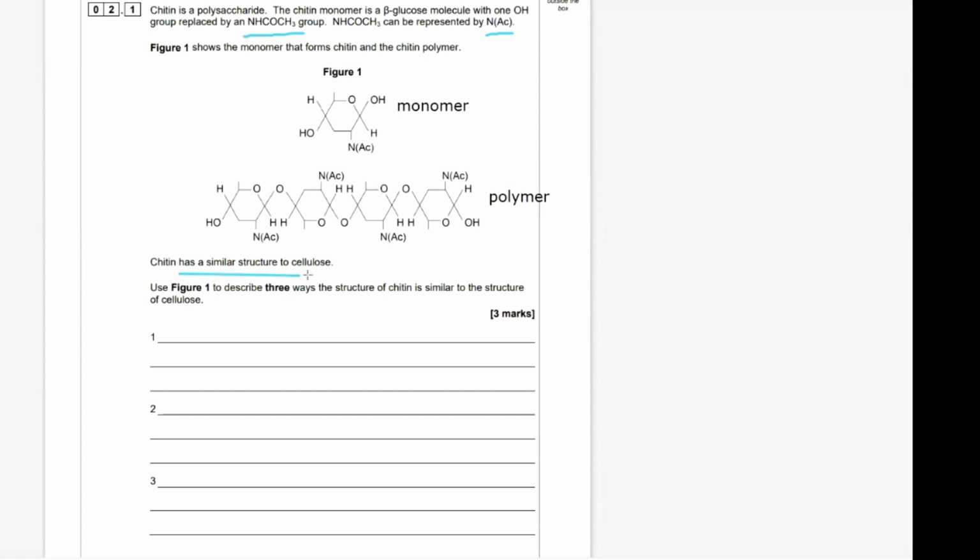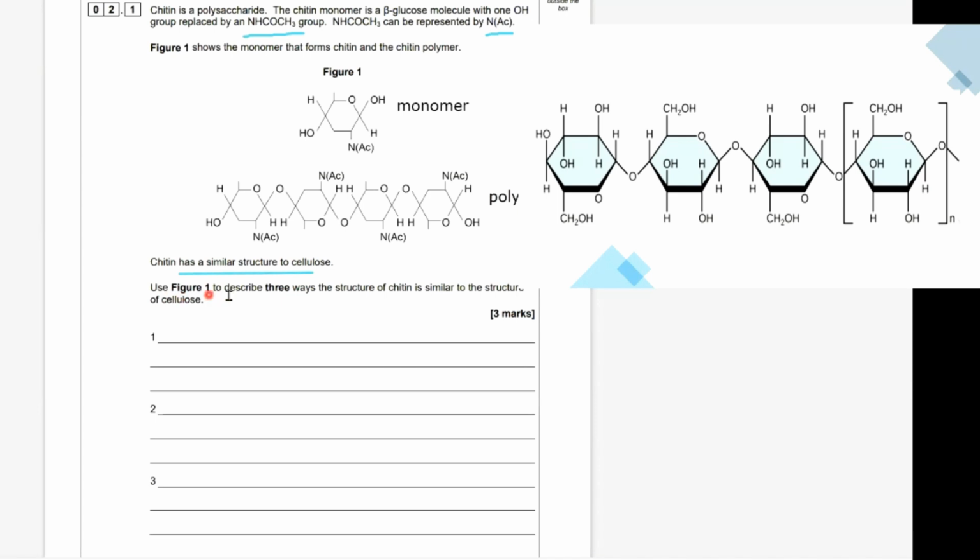Use figure 1 to describe 3 ways the structure of chitin is similar to the structure of cellulose. You can see the structure of cellulose up here. Both cellulose and the chitin in figure 1 have 1 to 4 glycosidic links between the beta glucose molecules. So that's going to get us 1 mark. They both have 1 to 4 glycosidic links. Don't say 1 to 6. That's the branching.